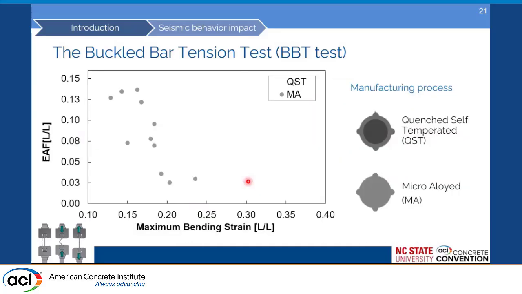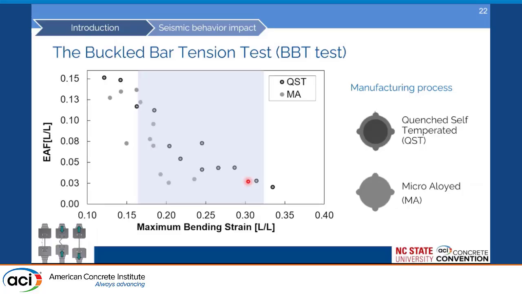And lastly, another factor that played a role was the manufacturing process. For the Micro-Loy bars, there is a typical behavior where you can see a very defined transition from ductile to brittle. However, this transition occurs smoothly when we use quenched and tempered bars, and they tend to have a larger critical bending strain capacity.